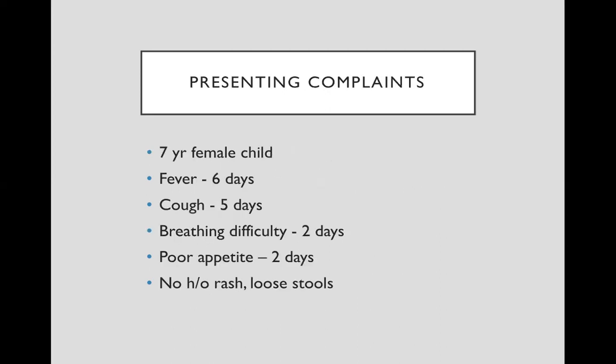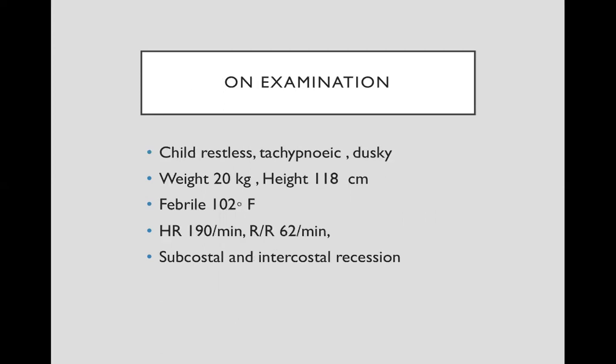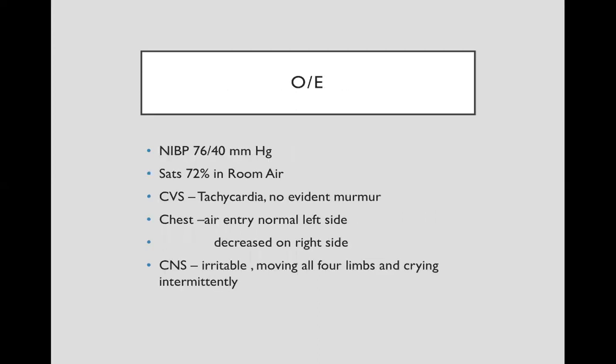We have a 7-year female child with fever, cough, and breathing difficulty, poor appetite, and no other significant history. The child is restless, intermittently cyanosed, dusky, weighing 20 kg, having a height of 118 centimeters, febrile, with subcostal and intercostal recession. She is borderline hypotensive. Saturations are 72% in room air. Child is tachycardic, and in the chest, clinically, there is a decreased air entry on the right side.